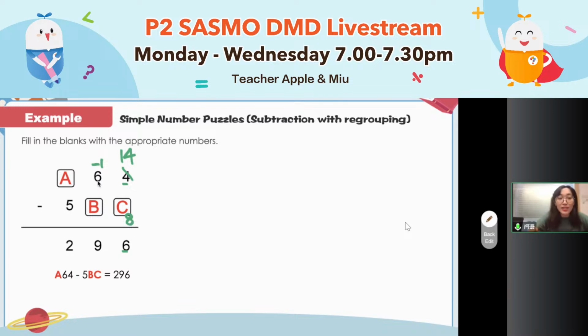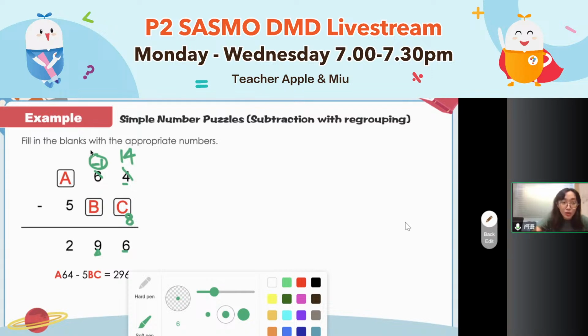Okay, and after this, what about the tens place? Okay, this part is a bit challenging. 6 minus 1. So now we only have 5. You see? We only have 5. 5 minus B, and you get a bigger number. 5 minus B equals to 9. How? Okay, think about it. How? Yes, good job. So actually, again, it is not a 5 now. It should be 15.